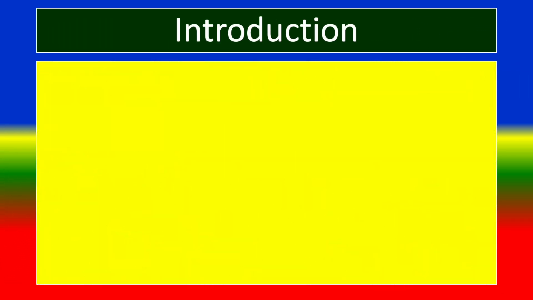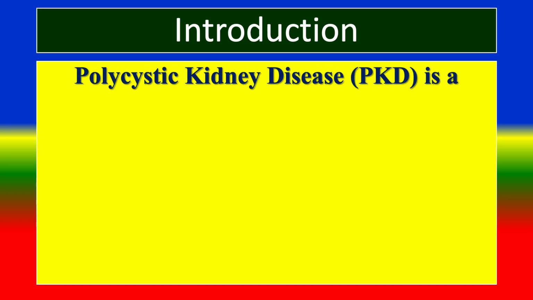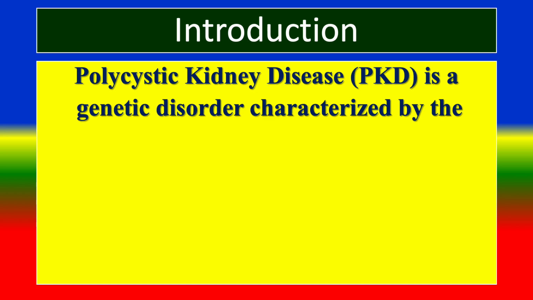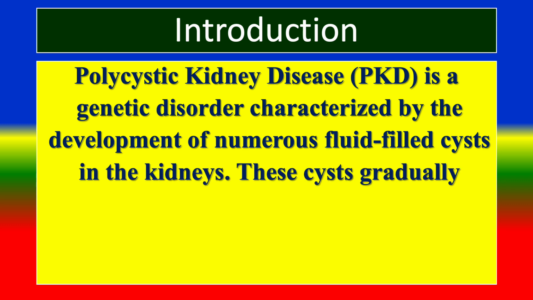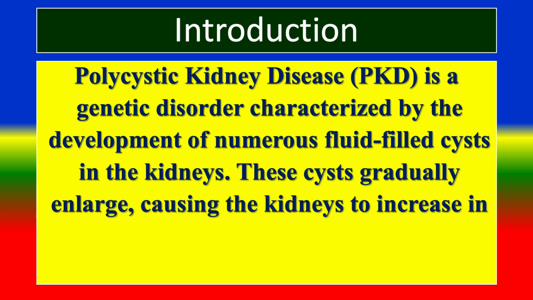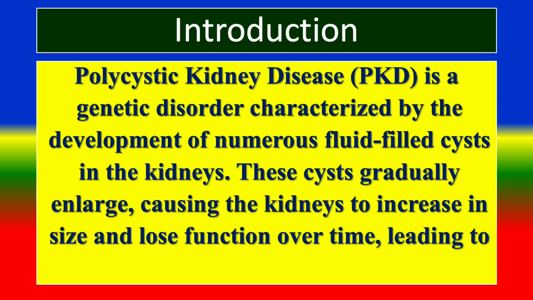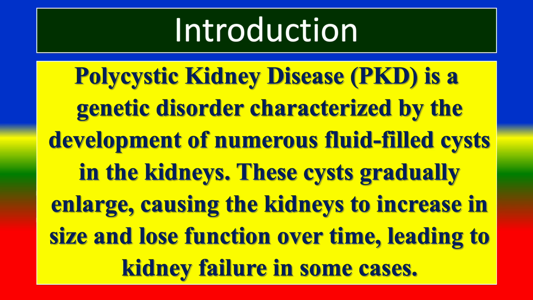Introduction. Polycystic kidney disease is a genetic disorder characterized by the development of numerous fluid-filled cysts in the kidneys. These cysts gradually enlarge, causing the kidneys to increase in size and lose function over time, leading to kidney failure in some cases.